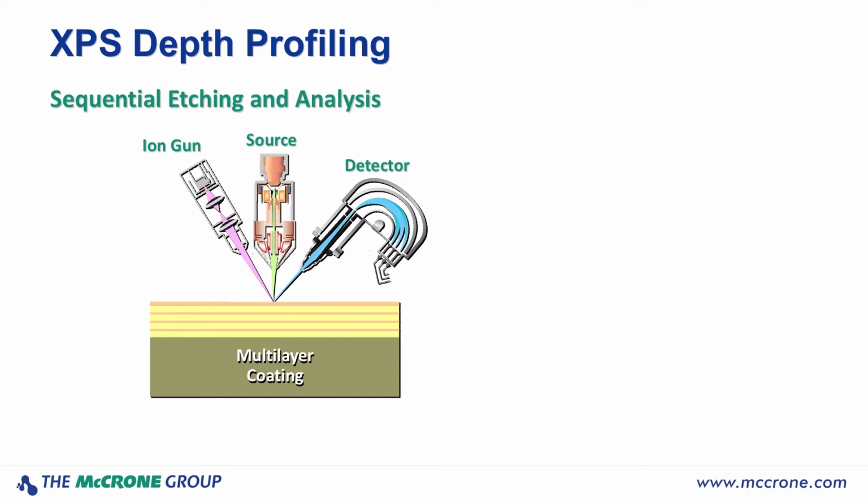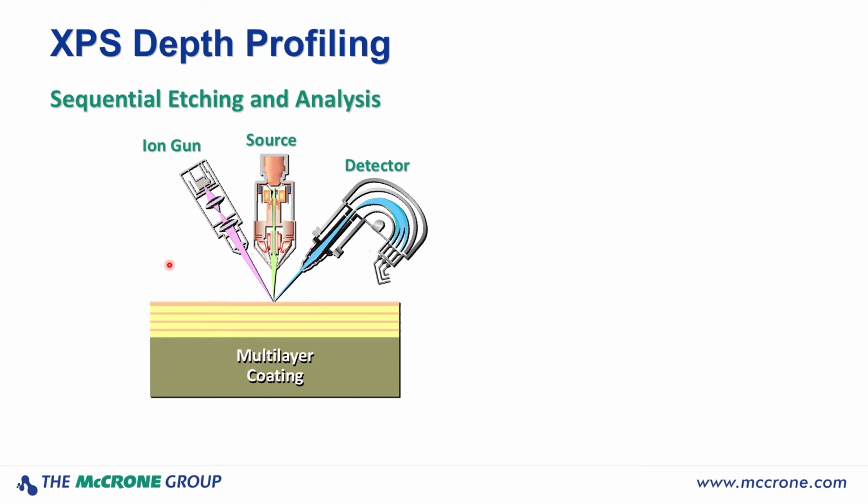I think about this as analogous to reading a book. You can only see what's written on the topmost page, but if you had a way to turn the page and expose the next page in the book, you could then build up an entire story by sequentially etching into a material. This analysis technique is called depth profiling, and this diagram will illustrate the process.